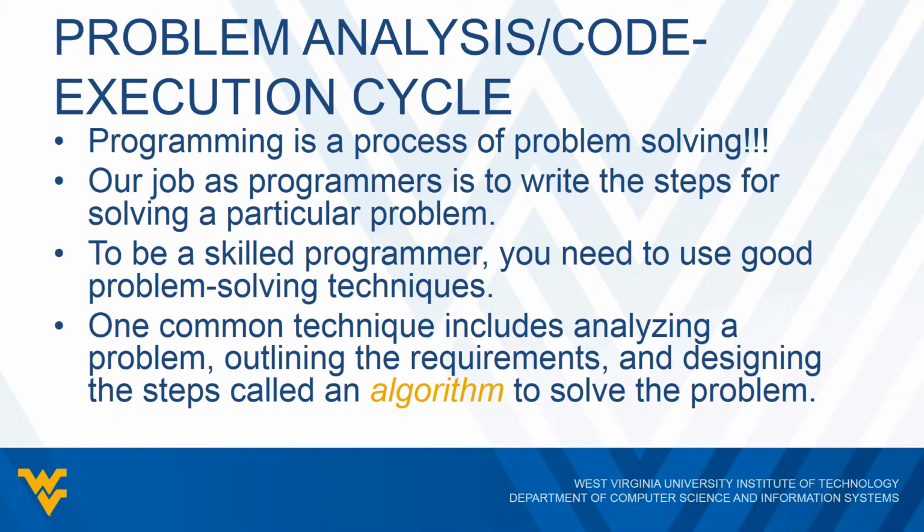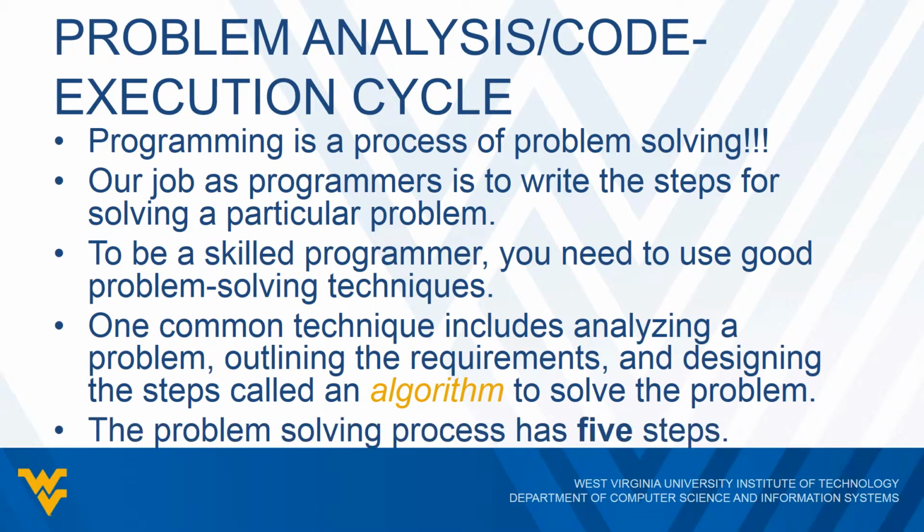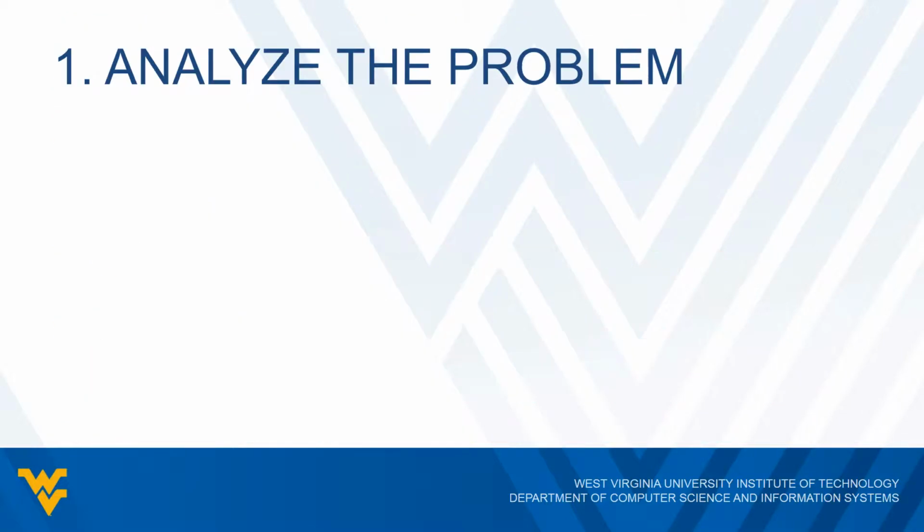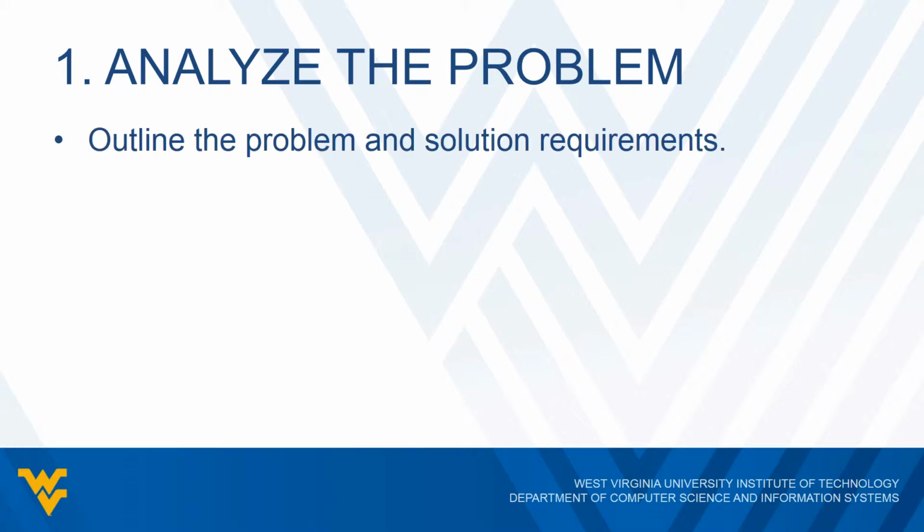The same thing is true for programming. Before you just start typing code, you need to come up with a plan ahead of time for solving your problem and writing your code. So it's good to get in a habit of that. Now, the problem solving process itself has 5 different steps. The first step is to analyze the problem. So we need to outline the problem and come up with the requirements for the solution.